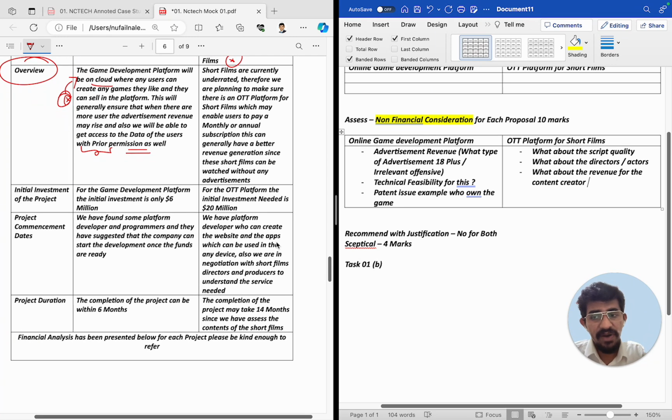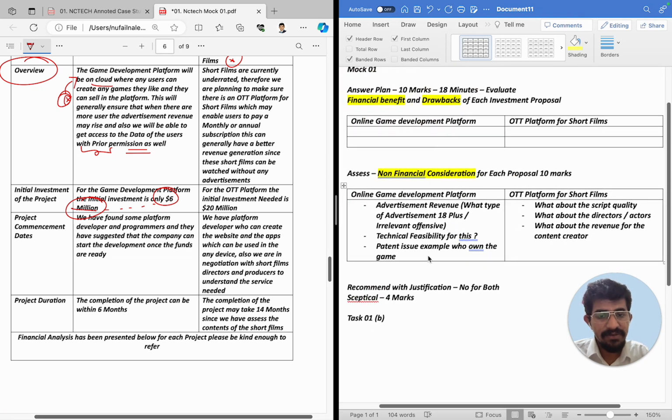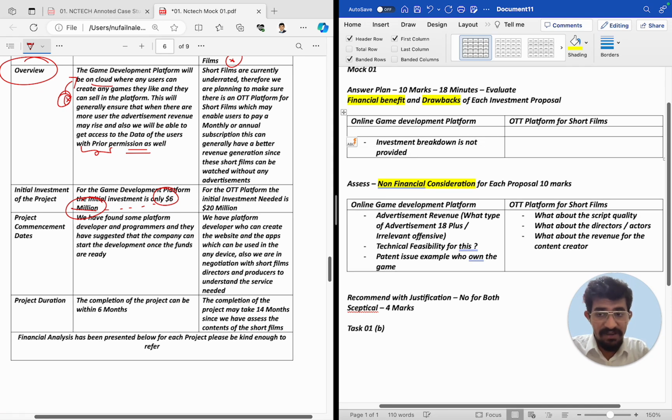Now, students, if you observe initial investment of the project, the game development platform, the initial investment is only $6 million. So students, just assume this is the local currency, $6 million. This is the initial investment. Now, students, if I'm not mistaken, one of the financial drawback I can say, investment breakdown is not provided. They are asking 6 million but it is not provided on what we are going to do. What are the wages? What are the capital investments? That is not mentioned. What are the other cost, maintenance?